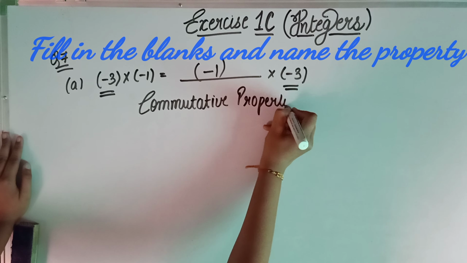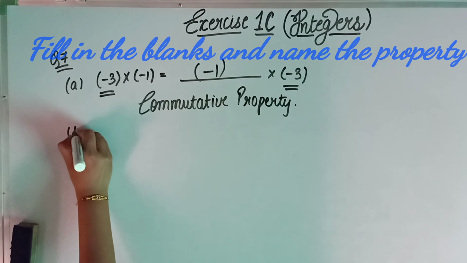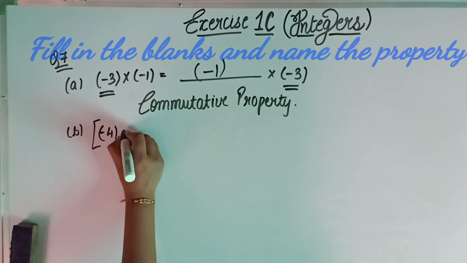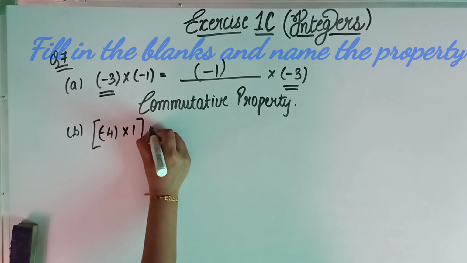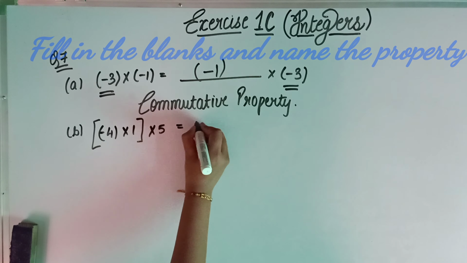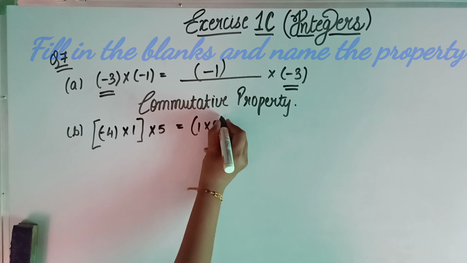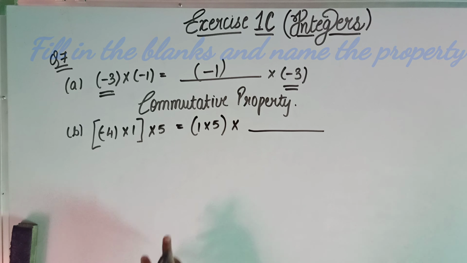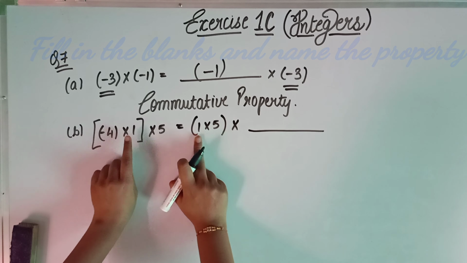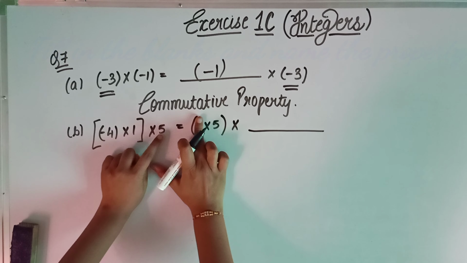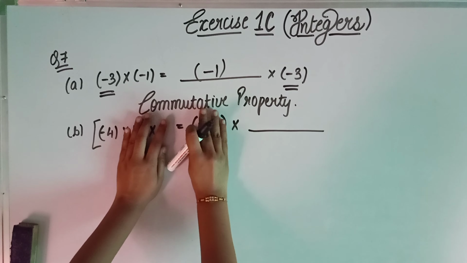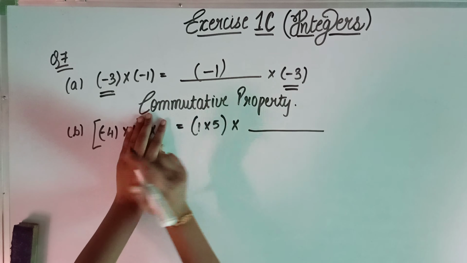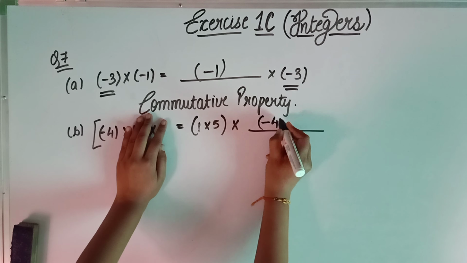Now the second one is the B part, which is (-4 multiplied by 1) multiplied by 5 is equal to 1 into (5 multiplied by dash). Here there is 1 on both sides, so we are going to hide 1. There is 5 on both sides, so we hide 5 also. Which is the remaining number that will come here? That is -4. So here we need to put -4.